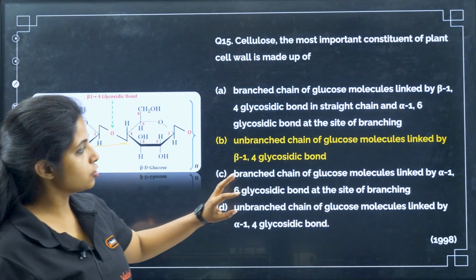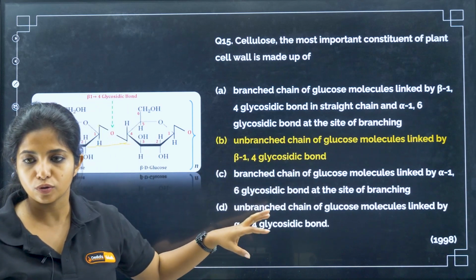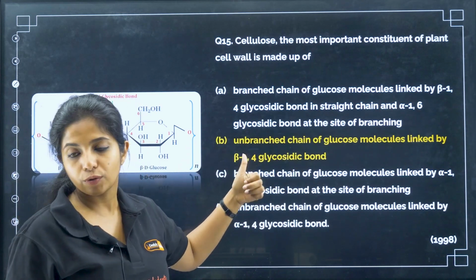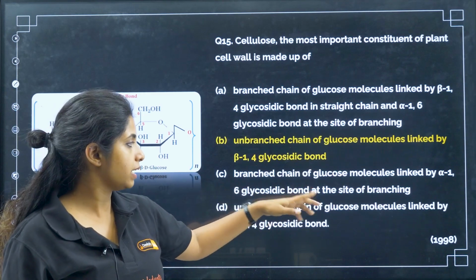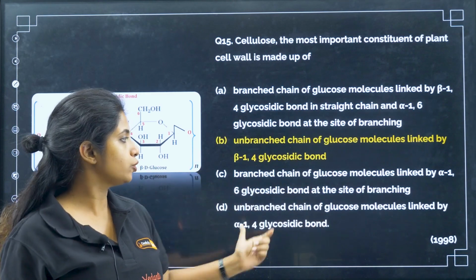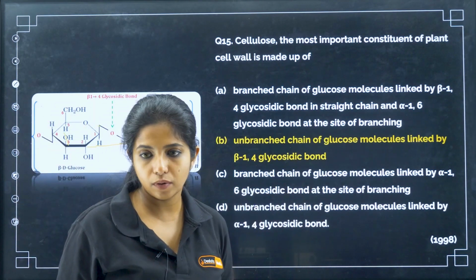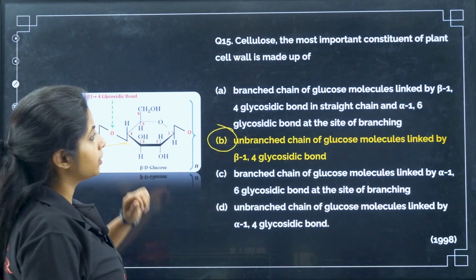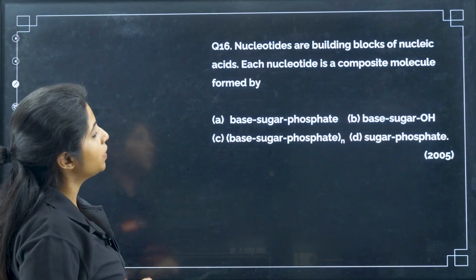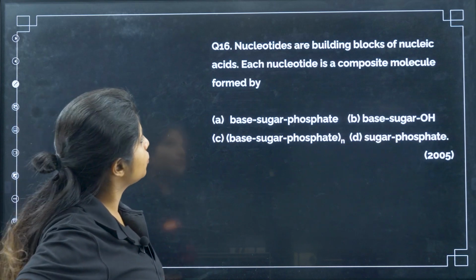So it is unbranched, please remember that. It is an unbranched chain of glucose molecules linked together by beta 1,4 glycosidic bond. Branch chain of glucose molecule linked by alpha 1,6 glycosidic bond, no. Unbranched chain of glucose molecule linked by alpha 1,4 glycosidic bond, no. Your only answer is this. Cool? Cool.